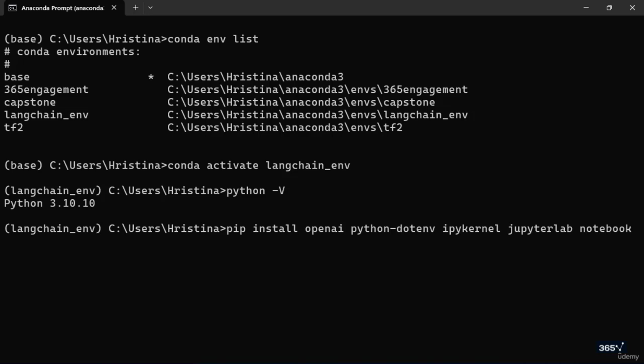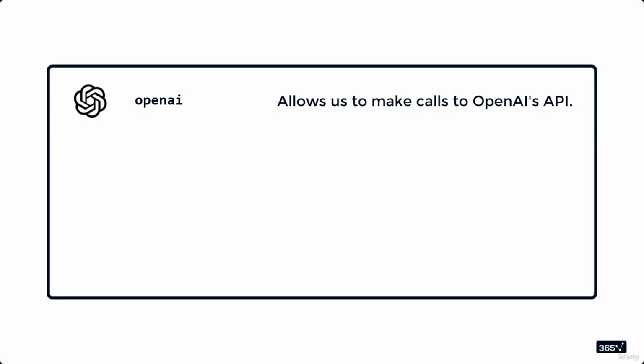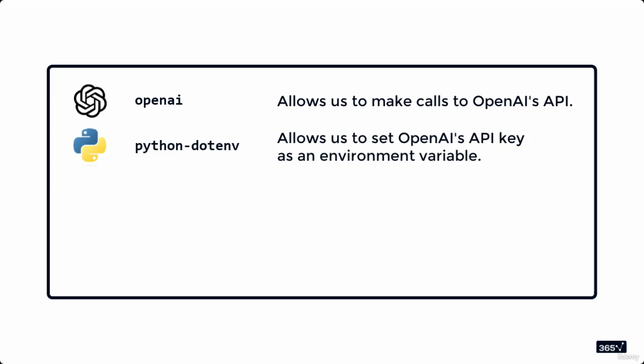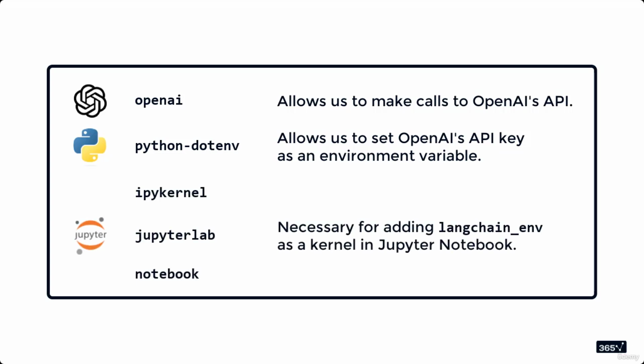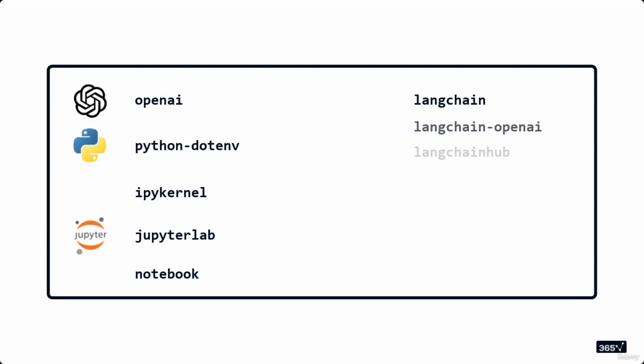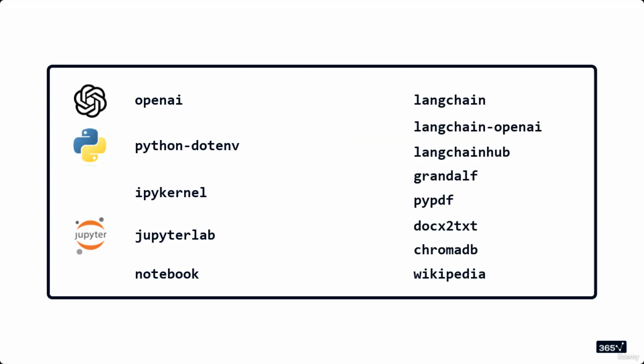While we wait for all these packages to be installed, let me tell you about the purpose of each. The first one allows us to make calls to OpenAI's API. With the second one, we can easily set OpenAI's API key as an environment variable. The final 3 packages are necessary for adding this LangChain environment as a kernel in Jupyter Notebook. As the course progresses, we'll add more packages to this environment.